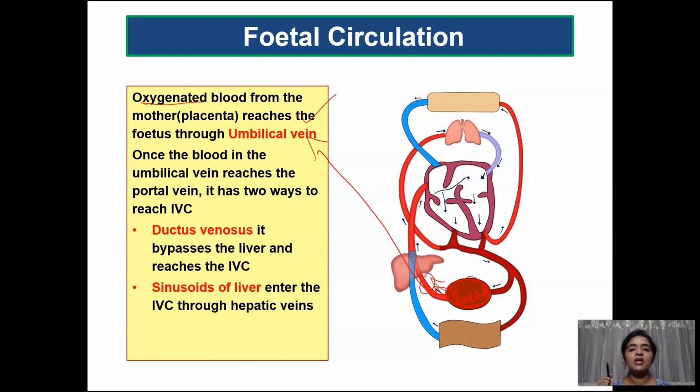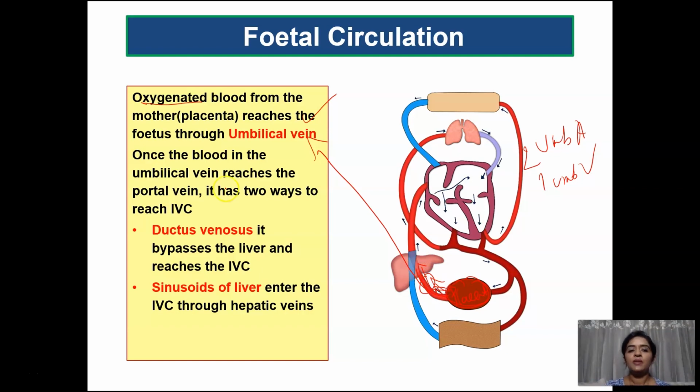Okay, so you have the placenta here and you have the umbilical vein carrying oxygenated blood to the fetus. So there are mainly two umbilical arteries and one umbilical vein in the umbilical cord of a fetus. So one single umbilical vein will be carrying the oxygenated blood from the placenta to the fetus.